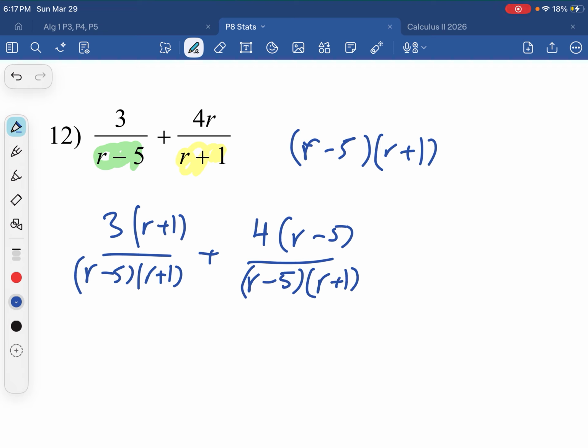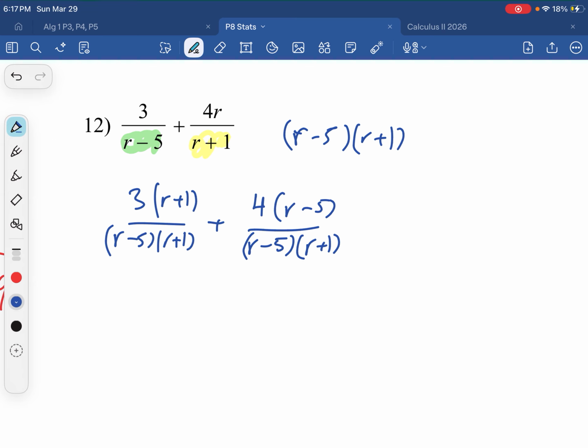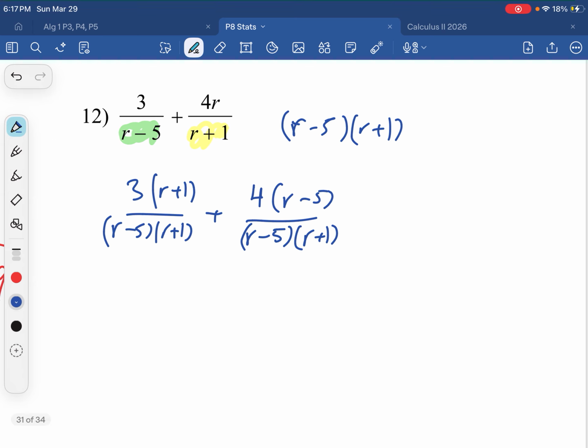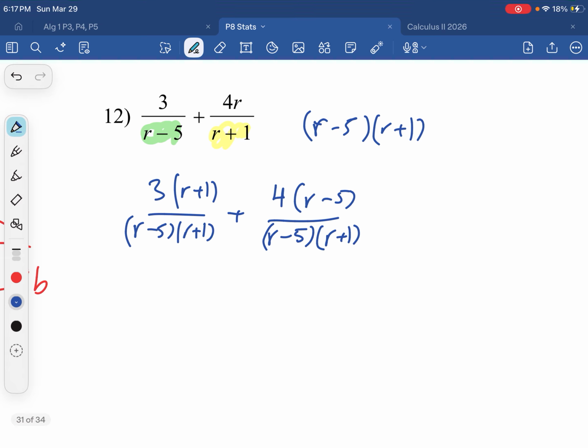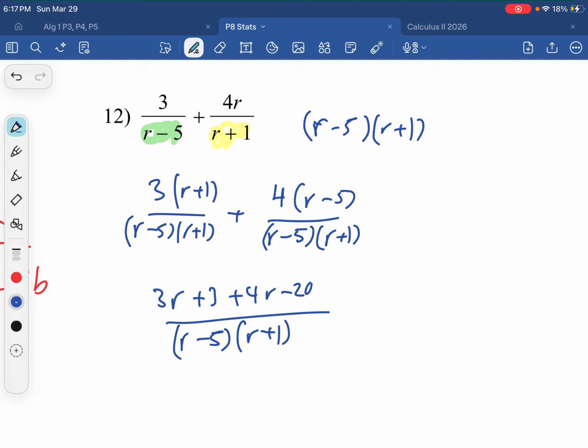Times r plus 1. So I can distribute and write this as the sum all over r minus 5 times r plus 1. So 3r plus 3 plus 4r minus 20 over r minus 5 times r plus 1. Or 7r minus 17 over r minus 5 times r plus 1.